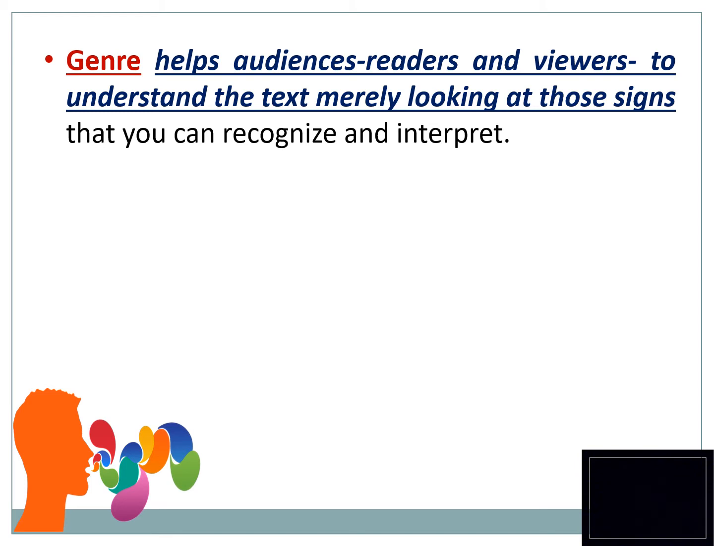Kasi kung gagawa lang tayo ng isang story, example na lang, wherein hindi natin alam kung ano yung genre, mahihirapan tayong gumawa ng story. So next one, diba? Si audiences, readers, and viewers can understand the text merely looking at those signs. Example na lang, kapag nanonood tayo ng movie at may nakita tayong mga kutsilyo, knife, and then any other tools wherein makakapagbigay ng sakit sa ibang tao, then syempre, magkakaroon tayo ng idea kung anong genre nga ba yung pinapanood natin, kung saan siya umiikot.